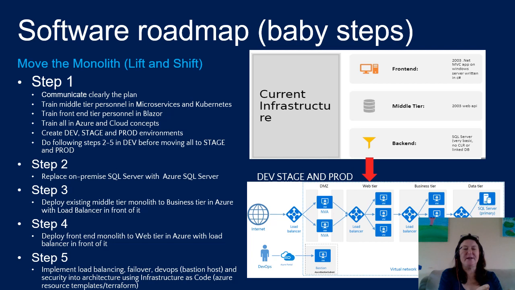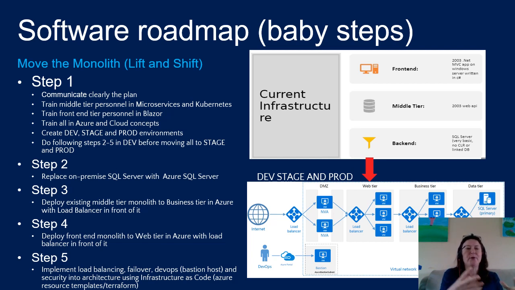The first part of this is going to be move the monolith. So lift and shift what we've currently got on site at Contoso Bicycles' own data center and move that into the cloud. Step one of all of that is going to be talking about how we're going to do it and planning it. Step one is going to include communicating the plan to move into the cloud, and deciding which cloud we're going to use. In this case, it's going to be Azure.